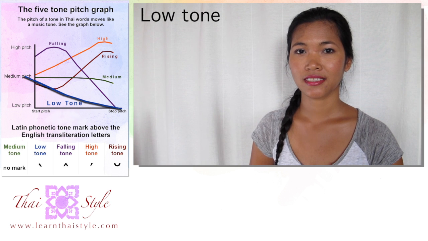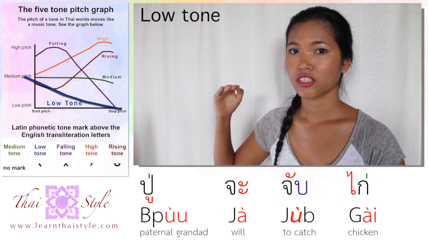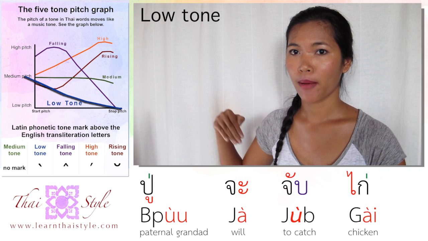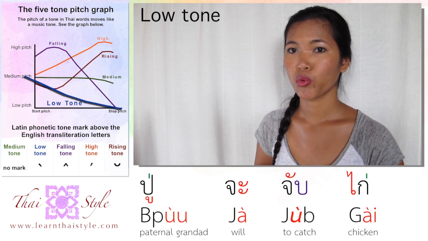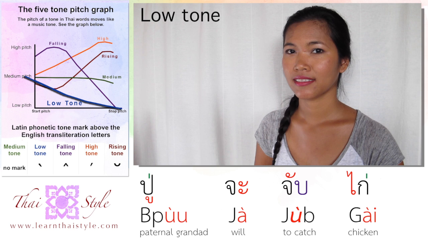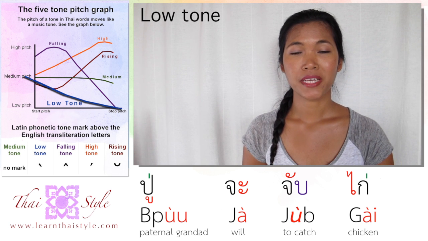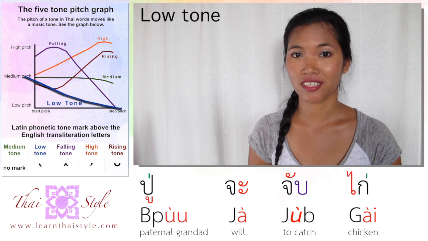Example sentence: ปูจะจับไก่. It means paternal granddad will catch the chicken.